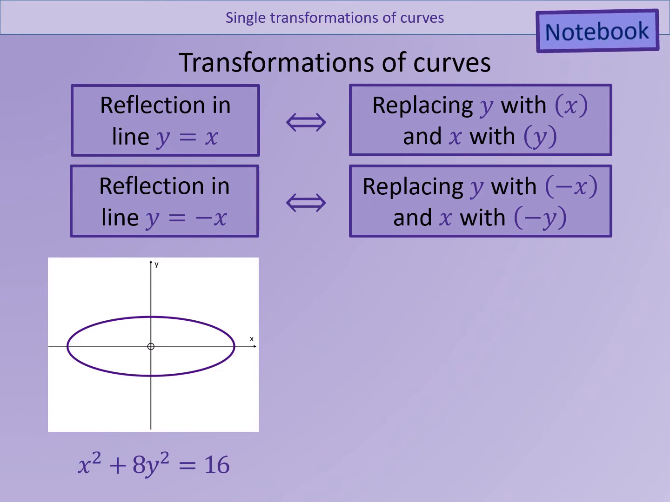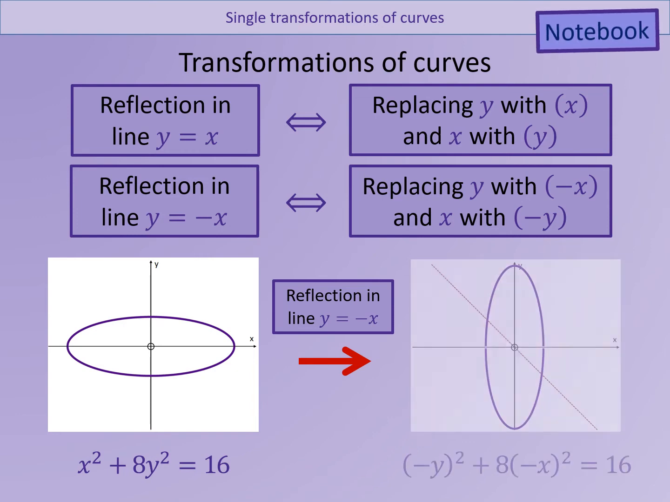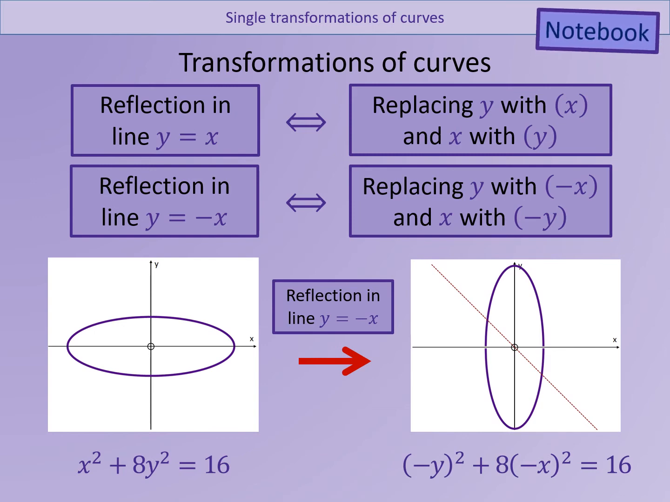For example, to transform this ellipse x squared plus 8y squared equals 16, by reflecting in the line y equals negative x, we can replace x with negative y and y with negative x. This would actually simplify just to y squared plus 8x squared equals 16. That's because for this particular curve, a reflection in the line y equals x and a reflection in the line y equals negative x would actually give the same curve. This won't always be the case.